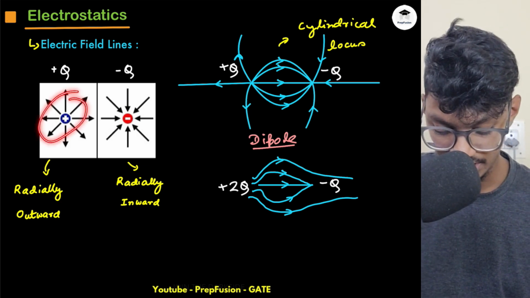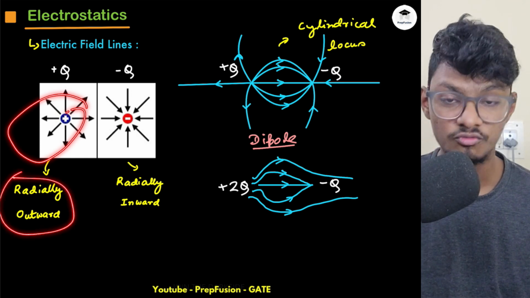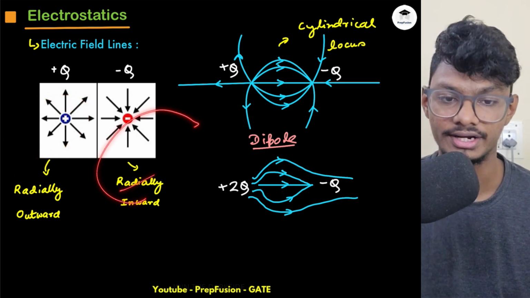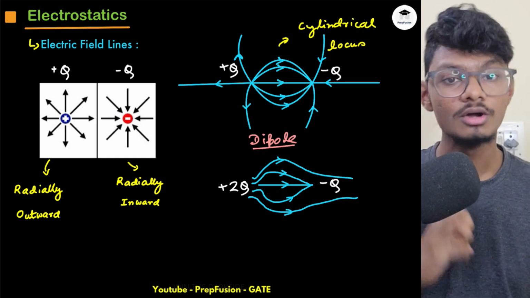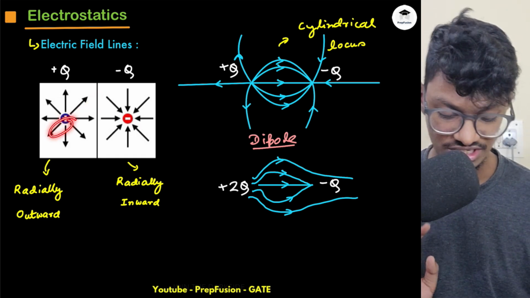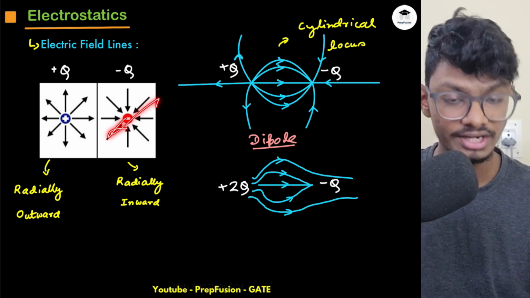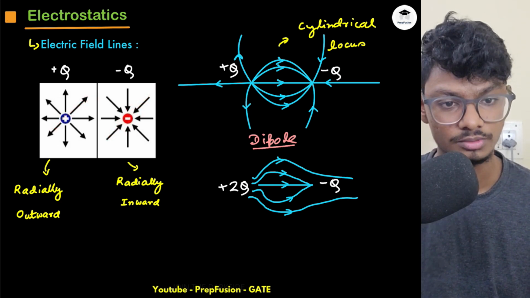For a simple charge, electric field lines will either be radially outward for a positive charge or radially inward for a negative charge. So this is the property. This you should always remember: electric field will be radially outward, going outward from the positive charge and going inward to the negative charge. It will come to the negative charge and go outward from the positive charge.